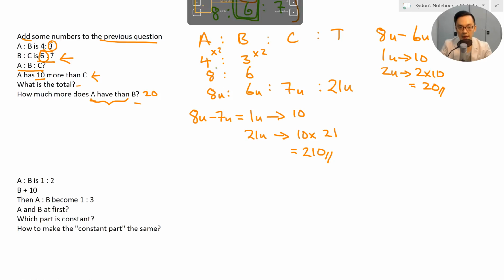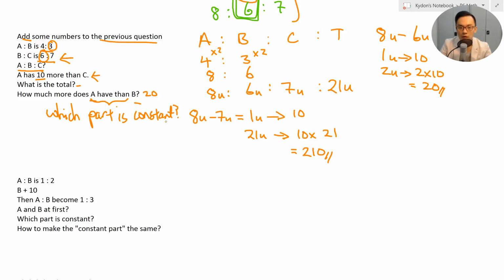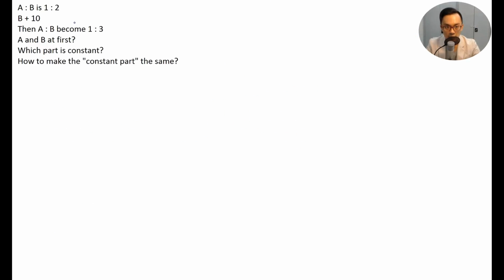So this is a very basic question with a constant ratio. They are going to give you much more complicated questions, but in essence, with a constant ratio, you have to keep asking yourself which part is constant. Once you can figure out which part is constant and make that part the same, then you are more than halfway to solving constant ratio problems. Now let's look at another question.